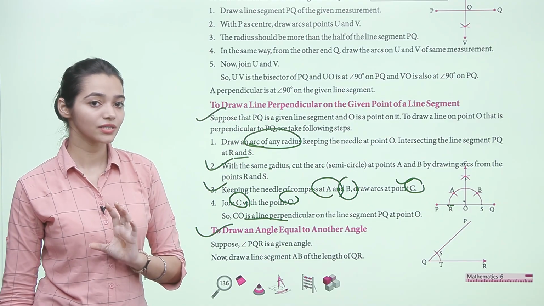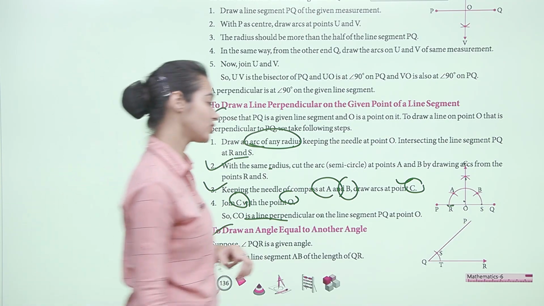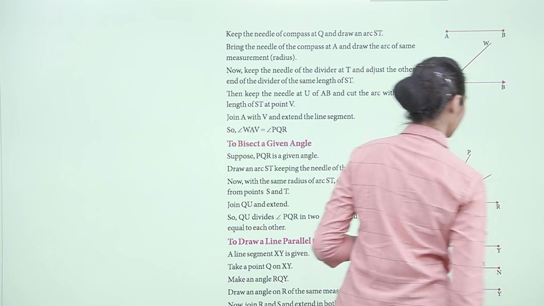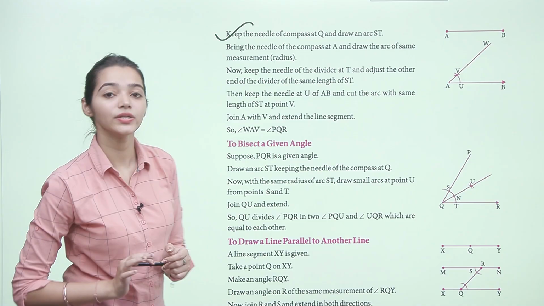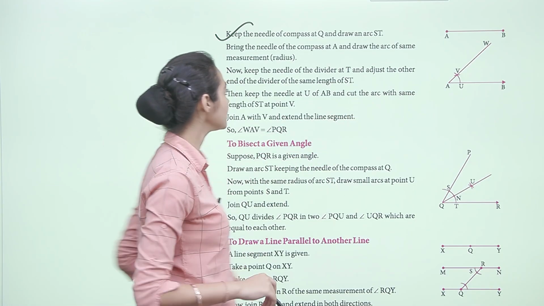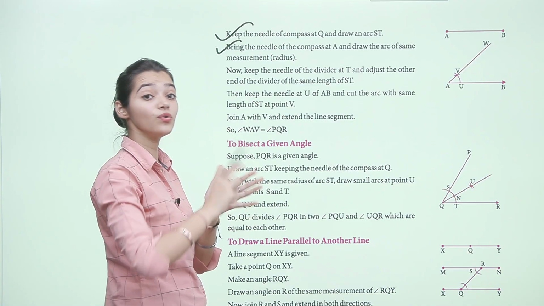Now how to draw an angle equal to another angle? Suppose angle PQR is a given angle. Now here we have to draw a line segment AB of the length of QR. We will keep the needle of the compass at Q and draw an arc ST like this.